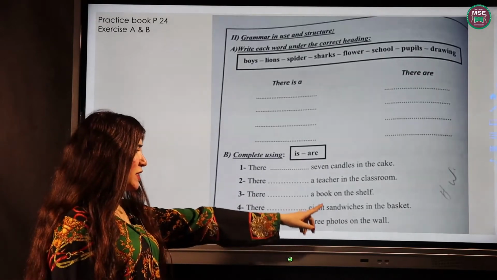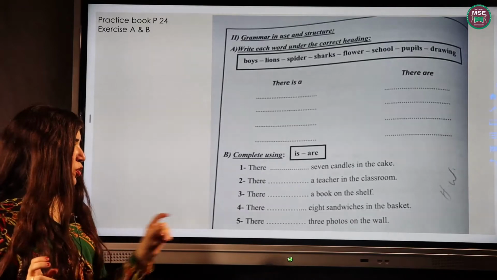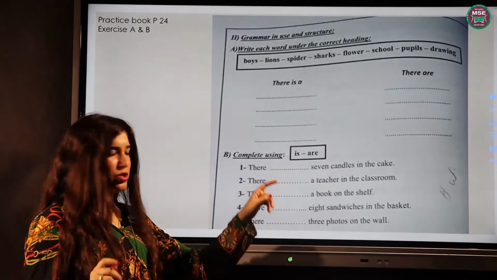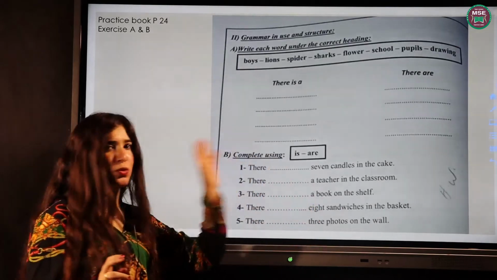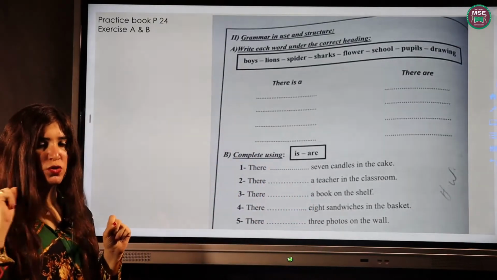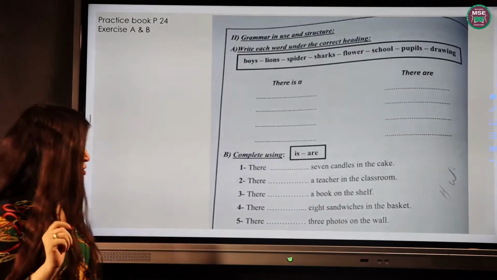There are 8 sandwiches in the basket. 8 sandwiches. So it will be there are 8 sandwiches. There are 3 photos on the wall. 3 photos, not only one photo. So it will be there are 3 photos.